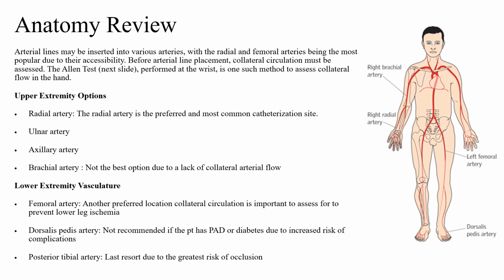The dorsalis pedis artery is an option, but it's not recommended if the patient has peripheral artery disease or diabetes, again, due to that increased risk of complications. And the posterior tibial artery is an option, but it's not a good one. It's typically used as a last resort due to the greatest risk of occlusion and complications. So again, like I said, most of the time we're going to do radial artery or femoral artery catheterizations. Those are your most common, unless the patient has a really strong contraindication not to use those.